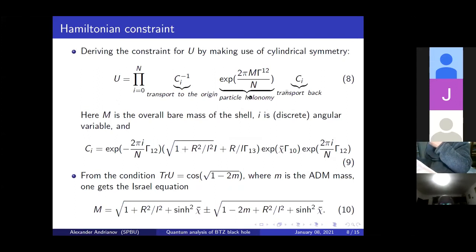So now let's derive the constraint. U is given by the product of individual loops, and C is given here. Then, from the condition that trace U is cosine of the square root of mass, we derive the Israel equation.